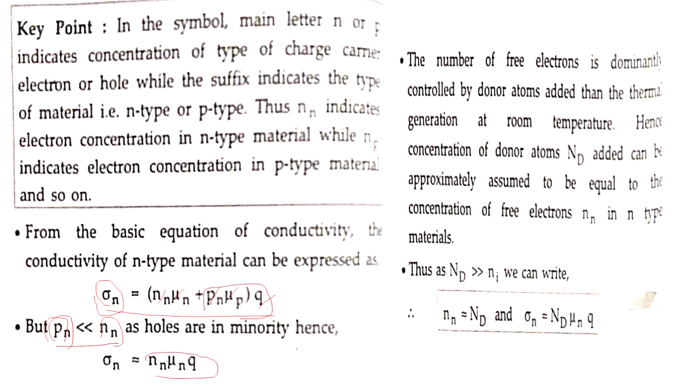We have added the donor atoms to the intrinsic semiconductor in order to get the N-type semiconductor. So the concentration of donor atoms, represented by Nd, is approximately equal to the number of electrons. The number of donor atoms we have added, Nd, gives the concentration of electrons Nn. So Nn is equal to Nd. If you replace Nn by Nd in this equation, you get the new equation for conductivity of N-type semiconductor: sigma n is equal to Nd mu n into Q.